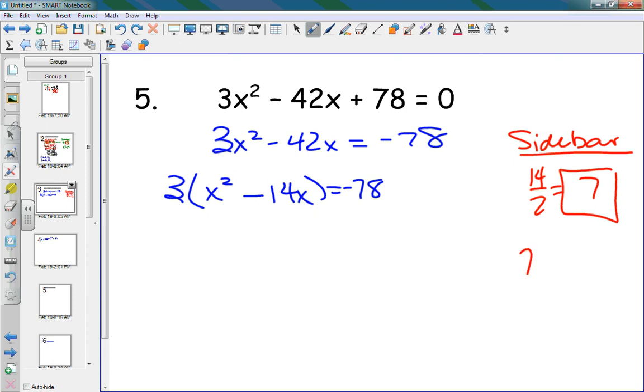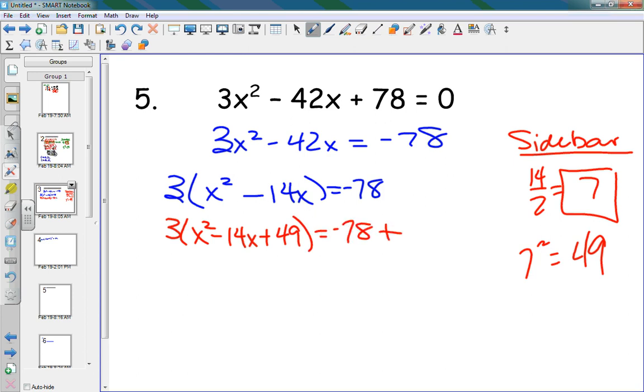Why did I box it in now? Because you're going to come back to it. Because I'm going to use it later on in my binomials. So now I have 49. What in the world do I do with 49? Add it inside of my parentheses. Which means, what am I technically adding to both sides? 3 times 49. Why 3 times 49?